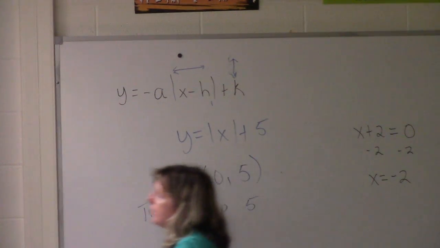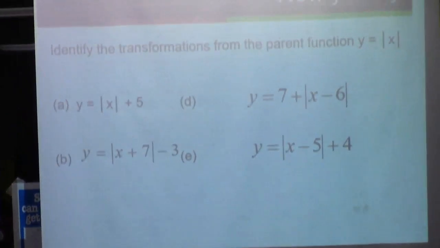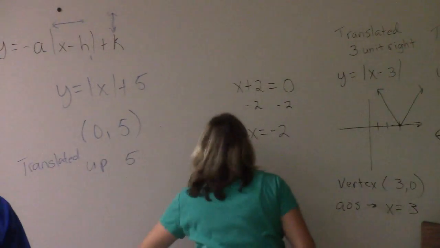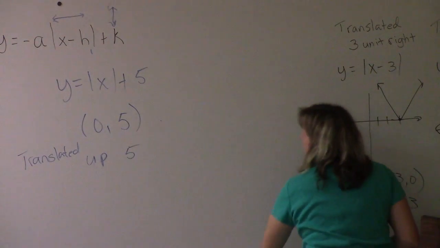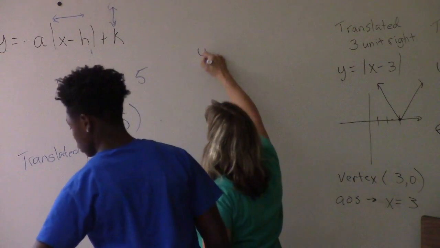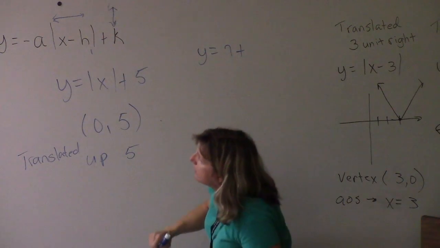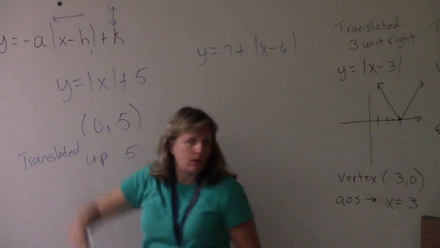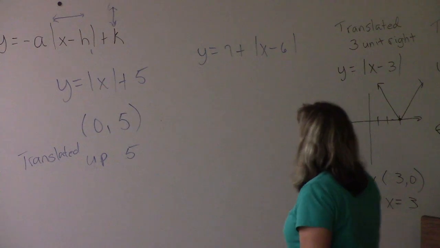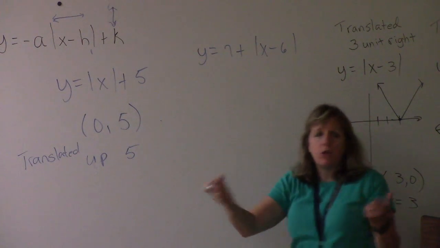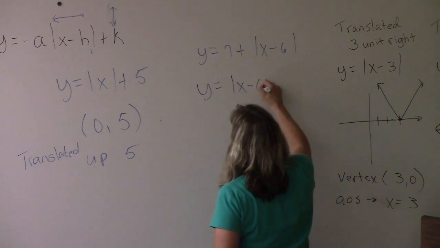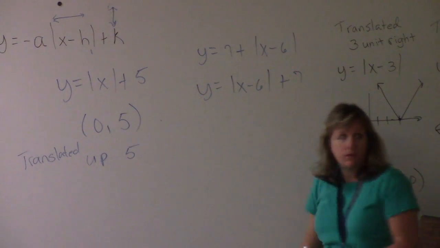Now D here is written a little bit differently. Does it match my pattern? Y equals 7 plus x minus 6. Does this match the pattern? No, because it's missing the constant at the end. So I'm going to have to rearrange this, but remember addition is commutative. So I can say y equals x minus 6 plus 7, same thing.